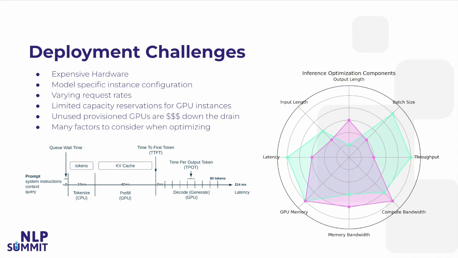Going more in depth with latency, we can measure model latency by adding the time to first token to the time per output token times the number of tokens generated. Total latency includes other factors, such as queue wait and tokenization time.